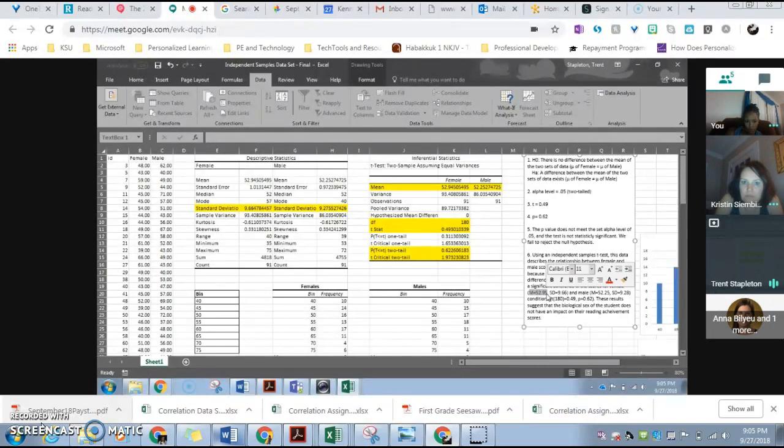So the M equals 5295 comes from right here, my mean student score for females, and then the SD is obviously my standard deviation. I pulled it from over here. And then for male, same thing: pull the mean right here for male, and the standard deviation for male right here. And then you have to list these conditions.